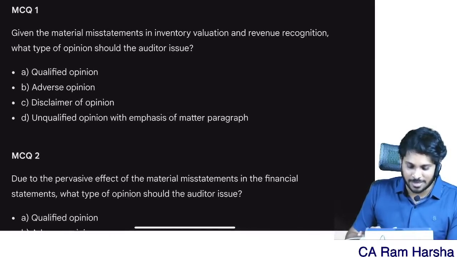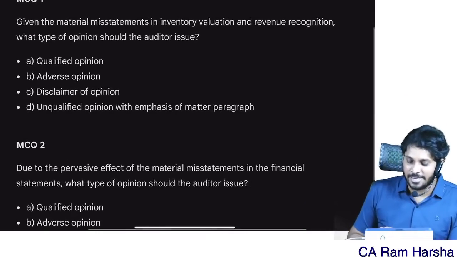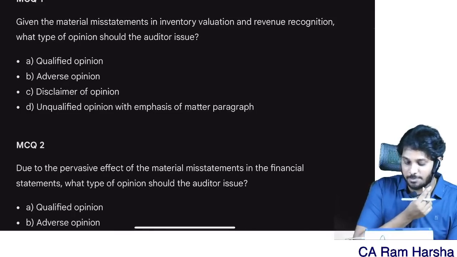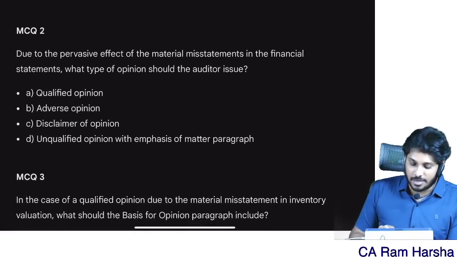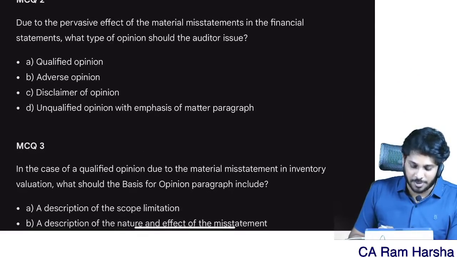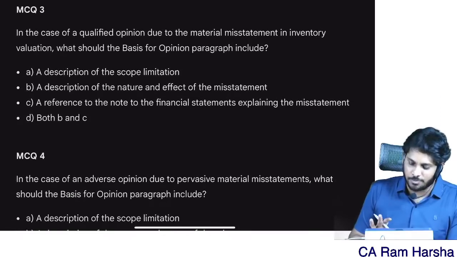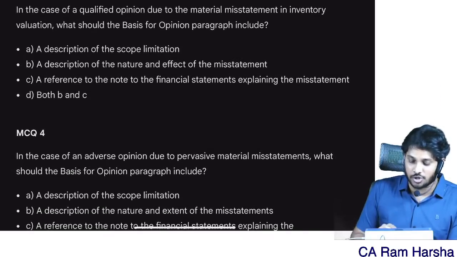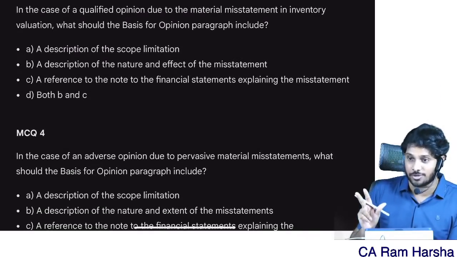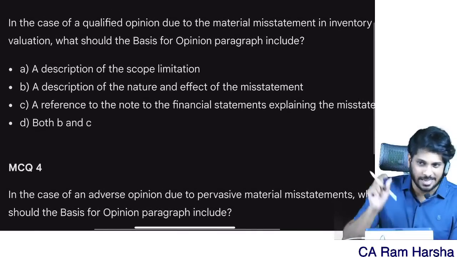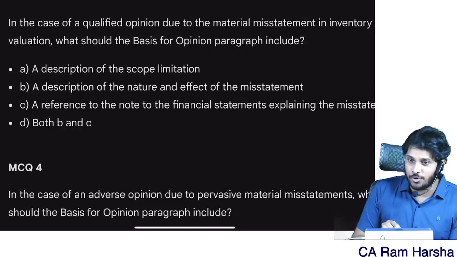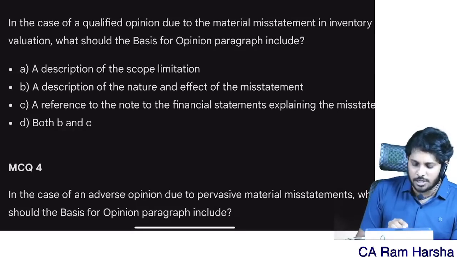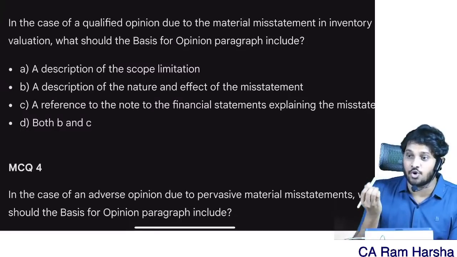Now you see. Given the material misstatement in inventory valuation and revenue recognition, what type of opinion will the auditor issue? Due to pervasiveness of the effect of material misstatement, what type of opinion? In case of qualified opinion due to material misstatement in inventory valuation, what shall the basis for opinion paragraph include? At this point, I think we can see inventory has been overstated, right?